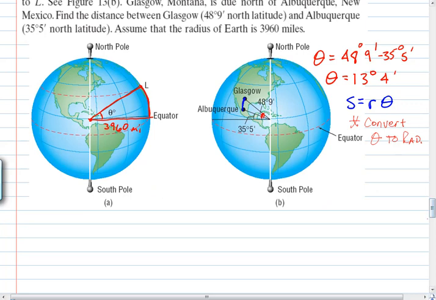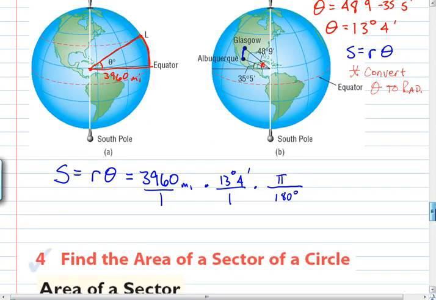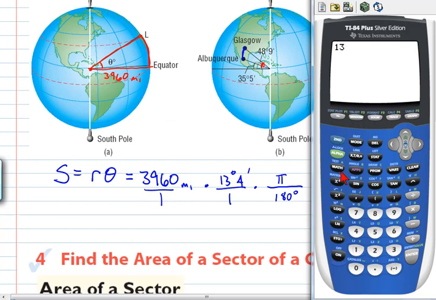Well, I'm going to build that conversion process into my formula. So I have S equals R theta. The radius we're told is 3,960 miles times 13 degrees 4 minutes times... Now how do I convert this unit to radians? 180 degrees is pi radians. So on my calculator, first of all, convert 13 degrees 4 minutes to decimal degrees. 13.06. You know what? I'm going to leave it in degrees, minutes, and seconds.